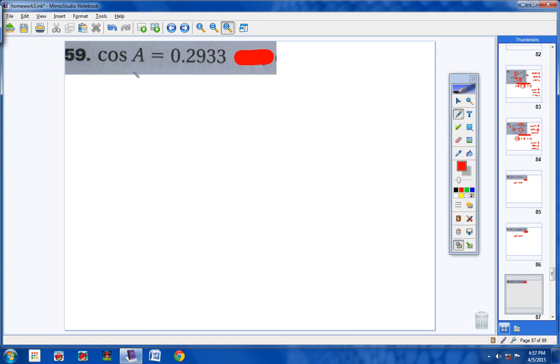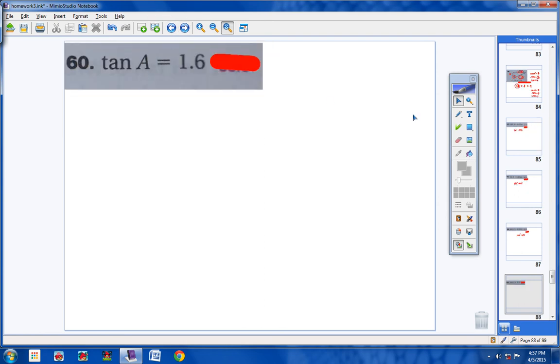We're missing an angle, so we're going to hit second cosine, and then type in 0.2933. If you do that correctly, you will get this right here, 72.9 degrees. Number 60, notice we're missing an angle, so we're going to hit inverse tangent, and then type in 1.6. And if you do that correctly, hit enter, you will get 58 degrees.